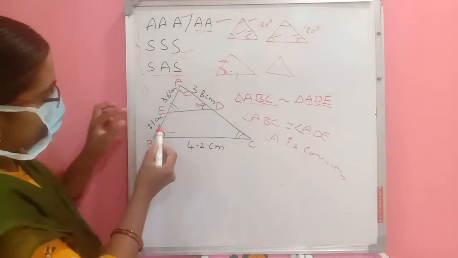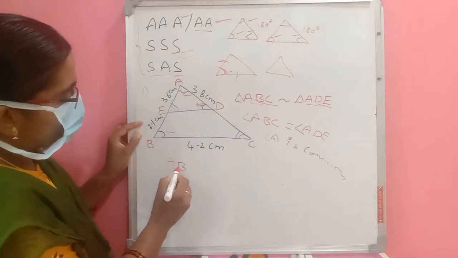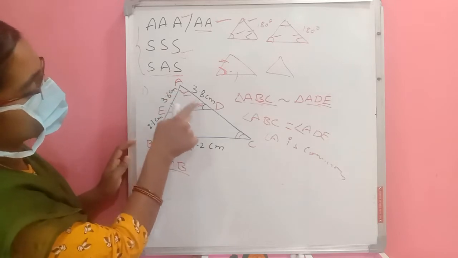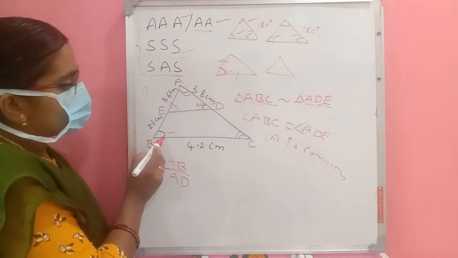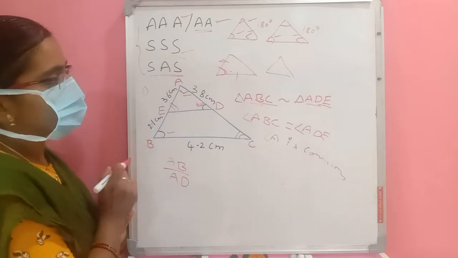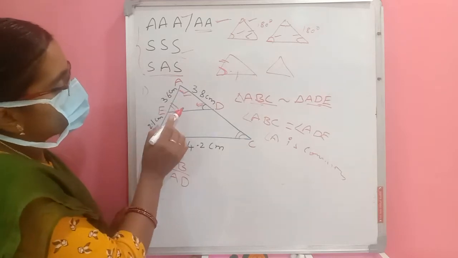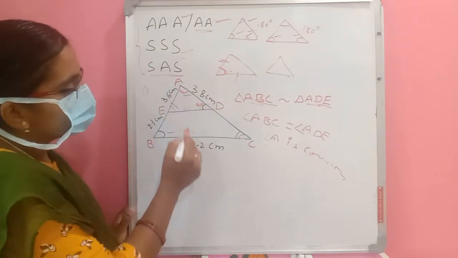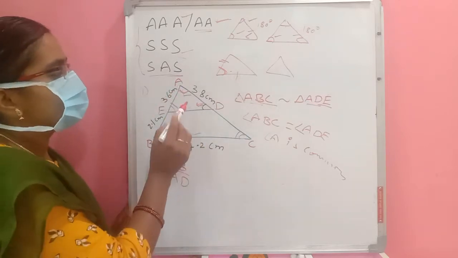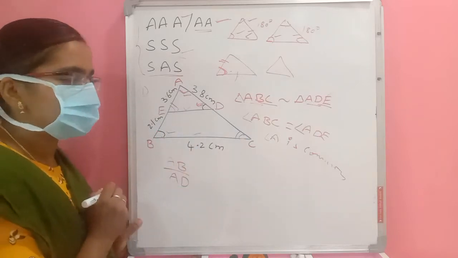So, I am taking this side AB and its corresponding side is AD. We have to know corresponding sides. By depending on these angles, we can find out. This is angle A. Opposite side is ED. And this is angle A in triangle ABC. To this, the opposite side is BC. So, ED and BC are corresponding sides.